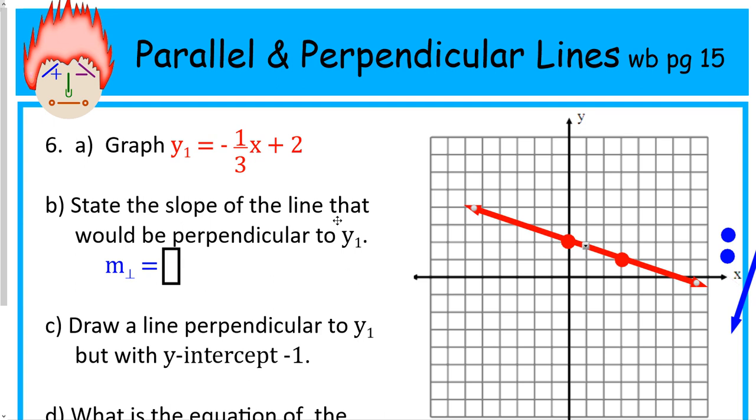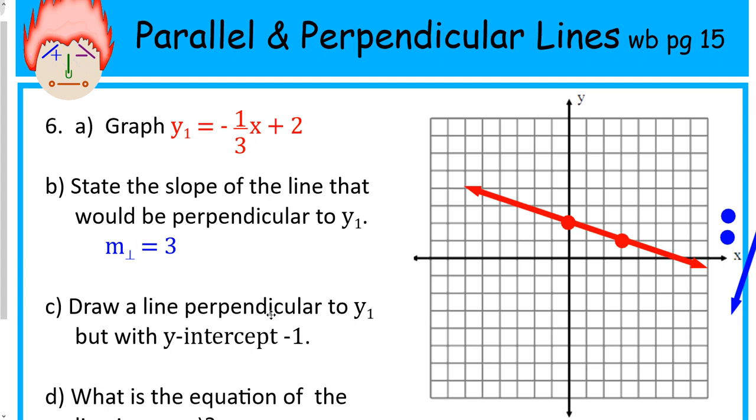State the slope of a line that would be perpendicular to y1, right? So if our slope is negative 1 over 3, right, and we want a line that's perpendicular, what should the slope be? You want to flip this fraction to 3 over 1 and change the sign. So the slope should be 3.